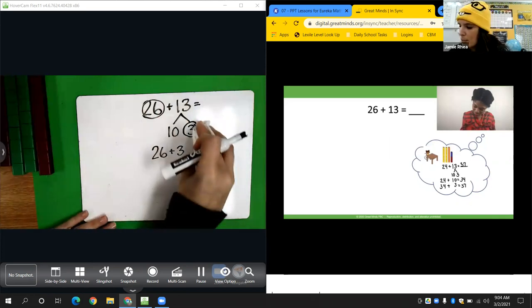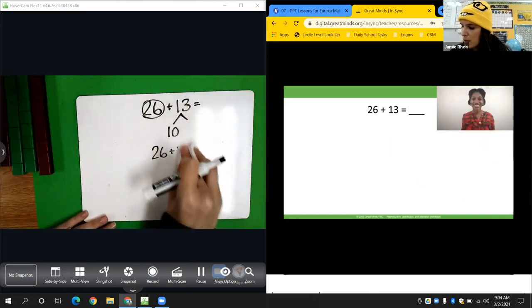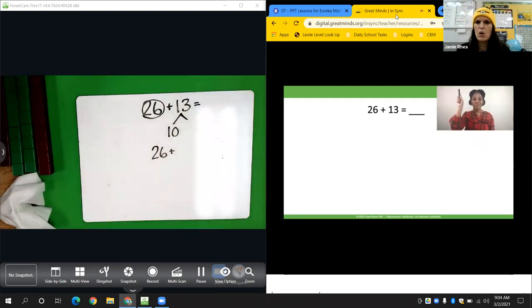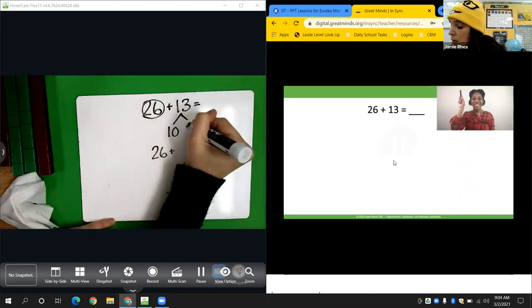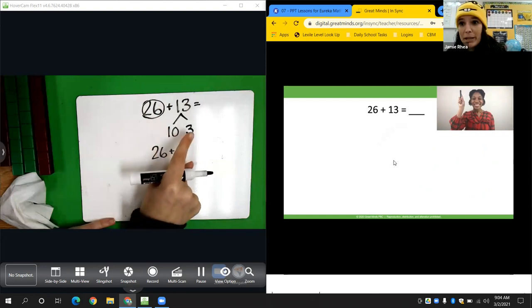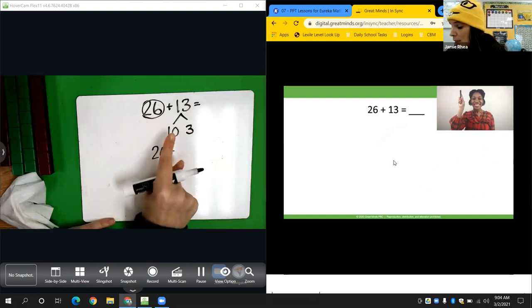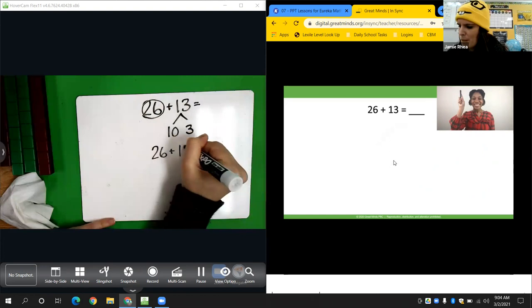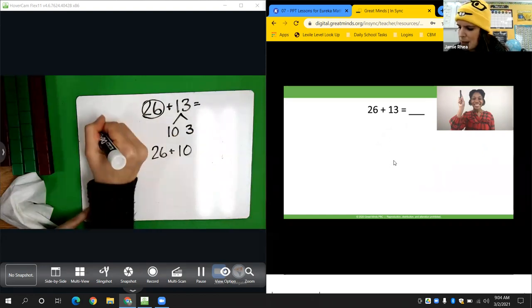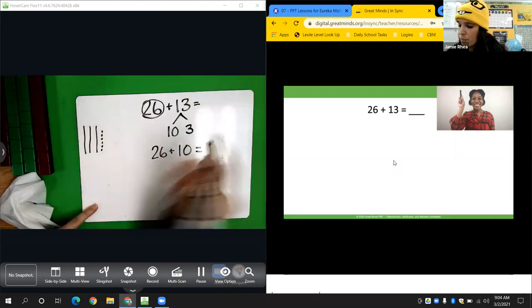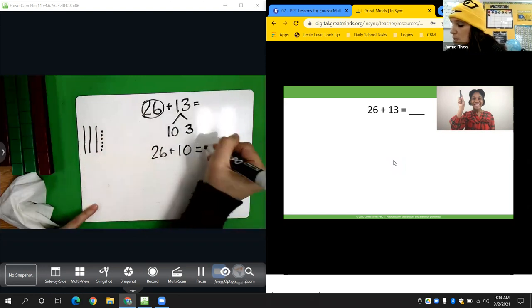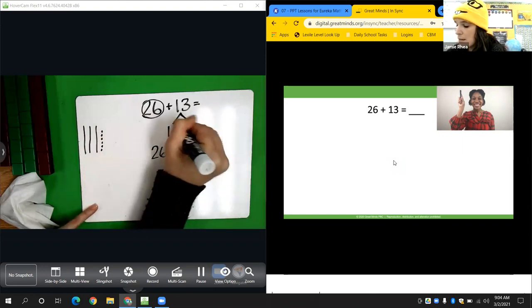What should I have added instead of 3? Pencils or markers up. We're going to pause because Miss Ray made a mistake. Instead of adding 26 and 3, my bad, we're going to add 10, okay? Because we can add 10. If I have 26 and I add 10 more, I get what? 3 tens and 6 ones is 36.